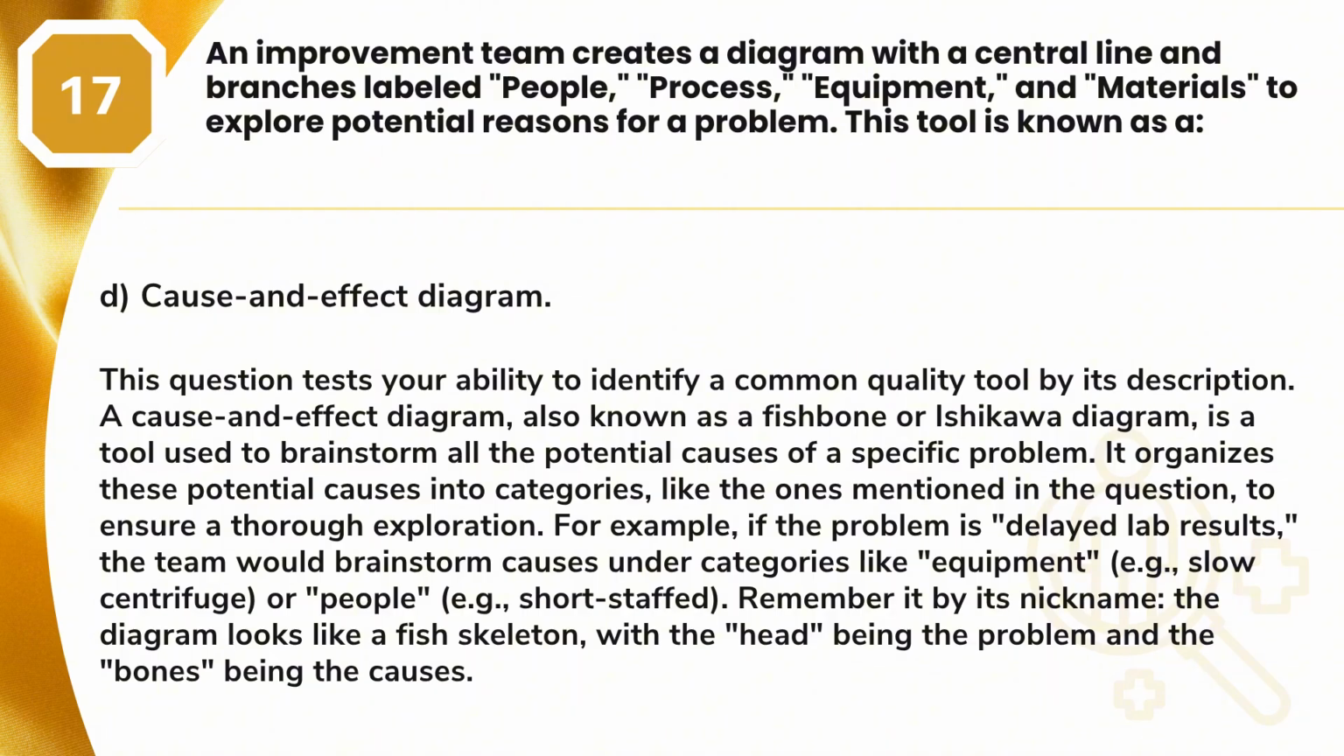For example, if the problem is delayed lab results, the team would brainstorm causes under categories like equipment, for example, slow centrifuge, or people, for example, short-staffed. Remember it by its nickname. The diagram looks like a fish skeleton, with the head being the problem and the bones being the causes.